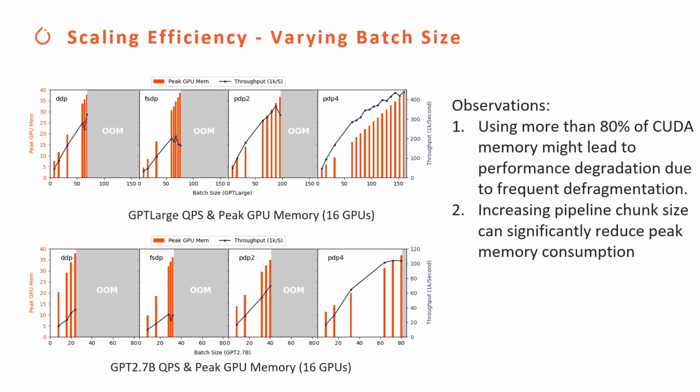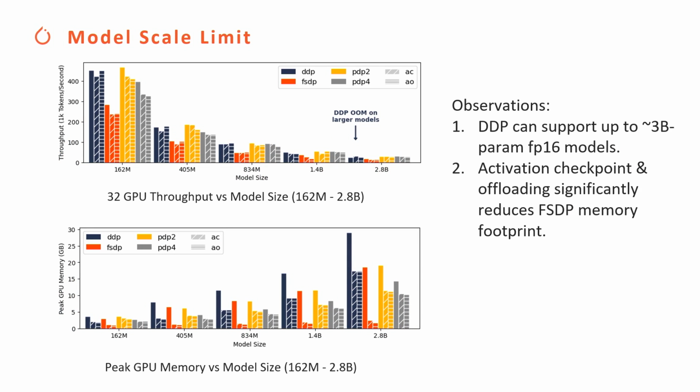The second observation is that PDP-4 can fit in much larger batch size than PDP-2. This confirms what we mentioned before about microbatching, that it helps to reduce memory consumption of temporary tensors, and PDP-4 is using smaller microbatches.